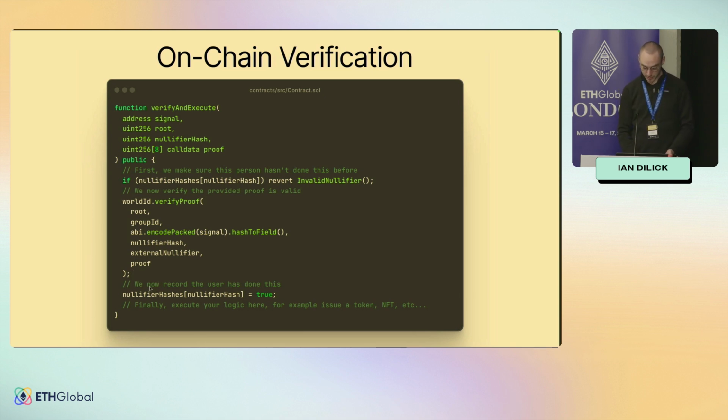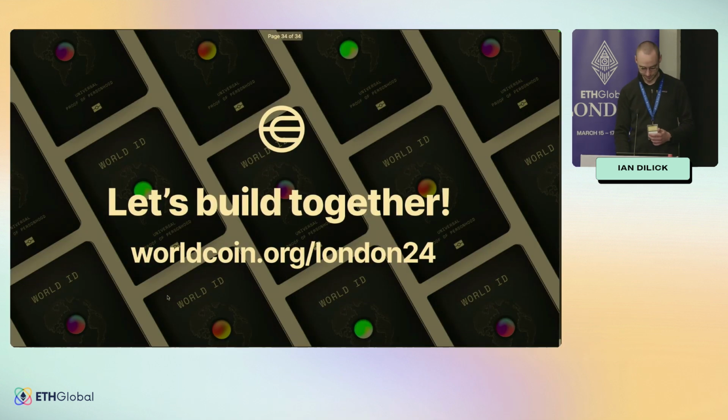So once that proof verifies, we should mark that nullifier hash as true. We've seen it before, so prevent the user from performing this action again. And then at the very end of that, that's when you can perform the actual action your user wants to do, whether that is minting an NFT or whatever else. And that is a great overview on how to build with World ID.